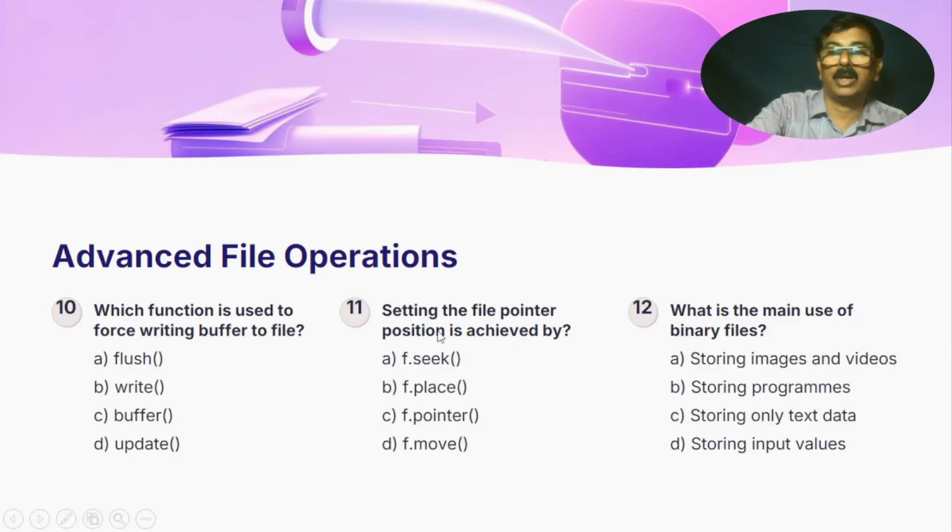Setting the file pointer. 11th question. Setting the file pointer position is achieved by f dot seek, f dot place, f dot pointer, f dot move. That is f dot seek. We can move to one particular point by using f dot seek. 12th question. What is the main use of binary file? Storing images and videos, storing programs, storing only text data, storing input value. It is storing images and videos.